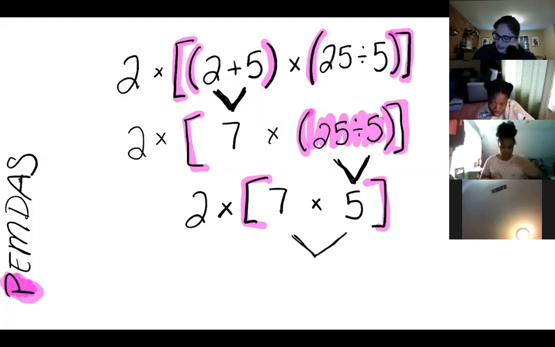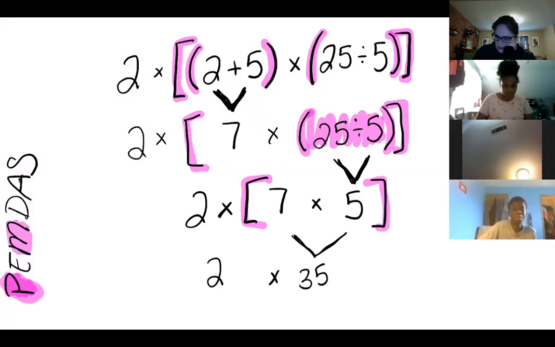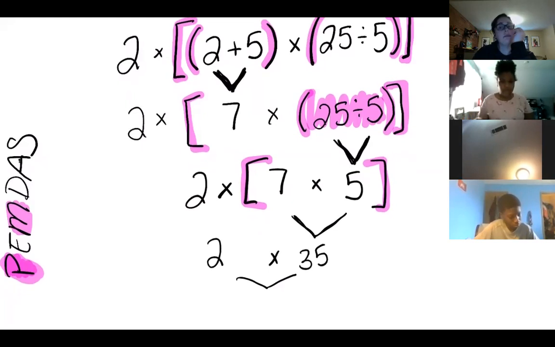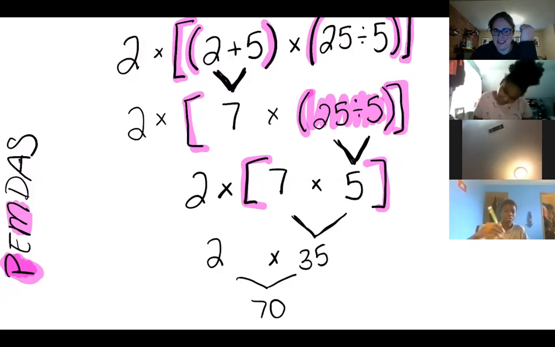What is 7 times 5? 35. And then I have times 2. So now I'm finally to the M. And 2 times 35 is 70. Good job, guys. Okay, so that's how we would do one of these problems.